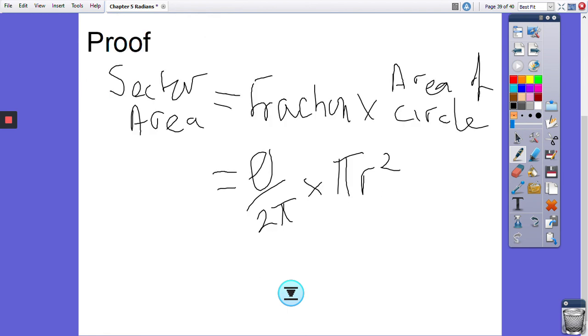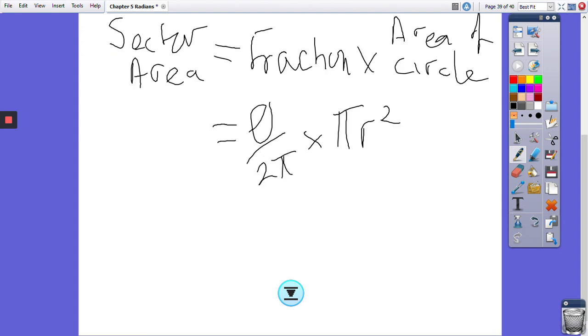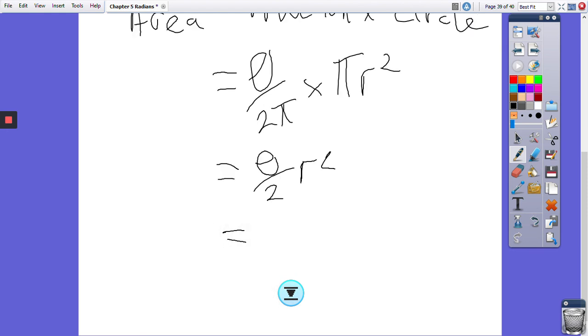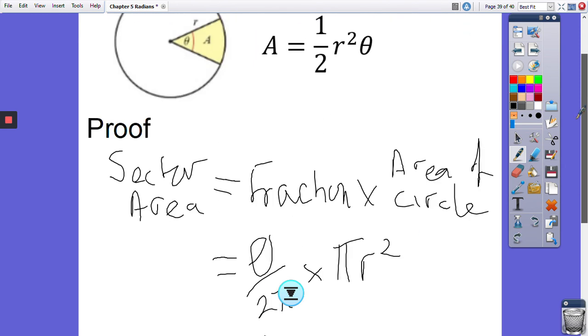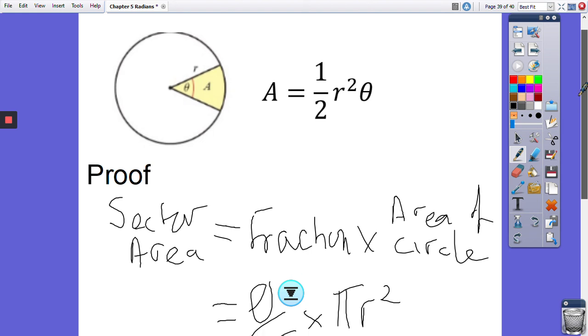Then we can see that the pi's cancel, but this time we do have the 2 still on the bottom. So if we just rearrange that, if the pi's cancel, then you have theta over 2 r squared, but we don't normally write this like that. We write a half r squared theta. Okay. So there you go, quite a straightforward proof, quite an easy one to do. Make notes on that if you haven't done so already.